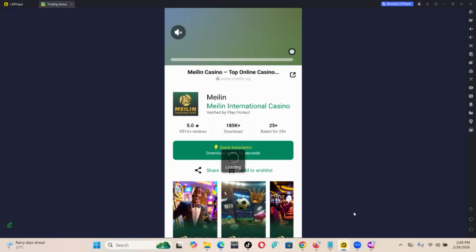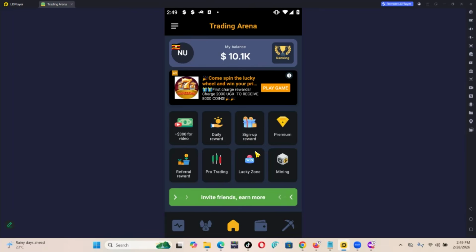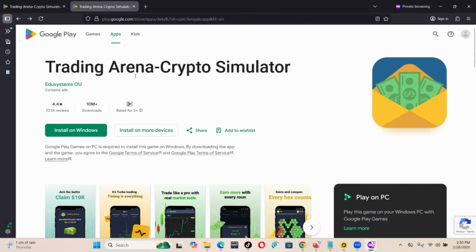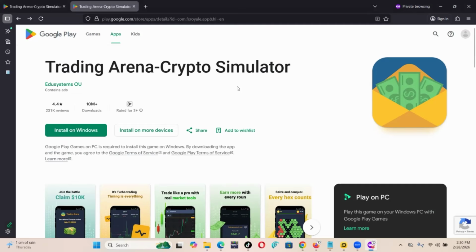Okay, there are quite some ads. Let me try if I can skip that. Let me just cross this. All right. So for someone who is playing this, I have to tell you, whatever money you're going to earn here, you're not going to actually withdraw that money. Within the app, there are other things that you can do, for example, watching a video and all that stuff. But all these are not real ways of making money. So Trading Arena Crypto Simulator is more of a simulation app.